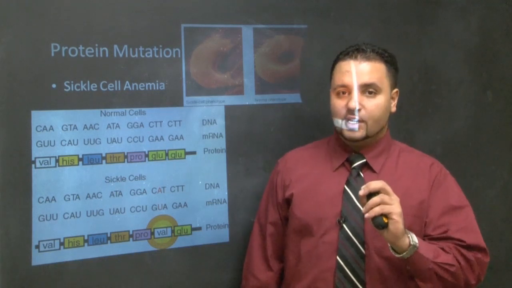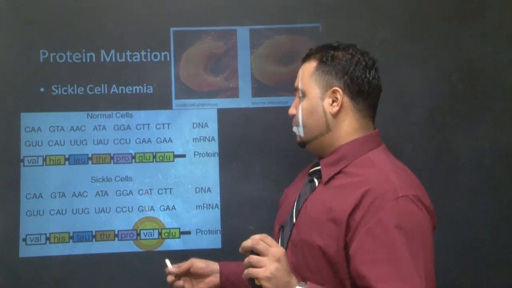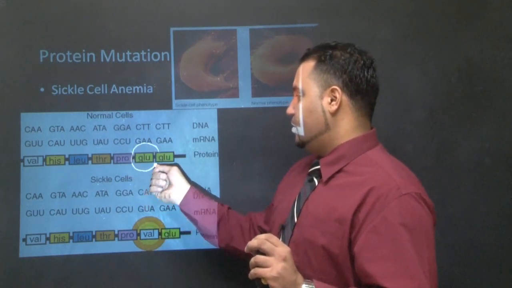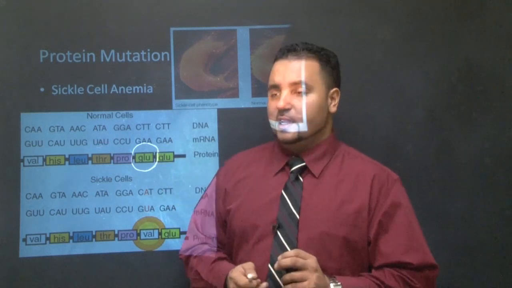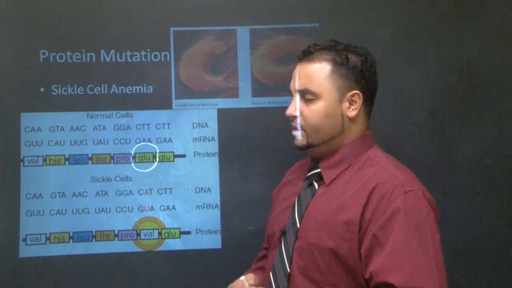Now what happened was, there's an amino acid sequence here, but the 6th amino acid was replaced. So this is what the original 6th amino acid was. It was a glutamate. And the glutamate was accidentally replaced, and a valine is there instead.